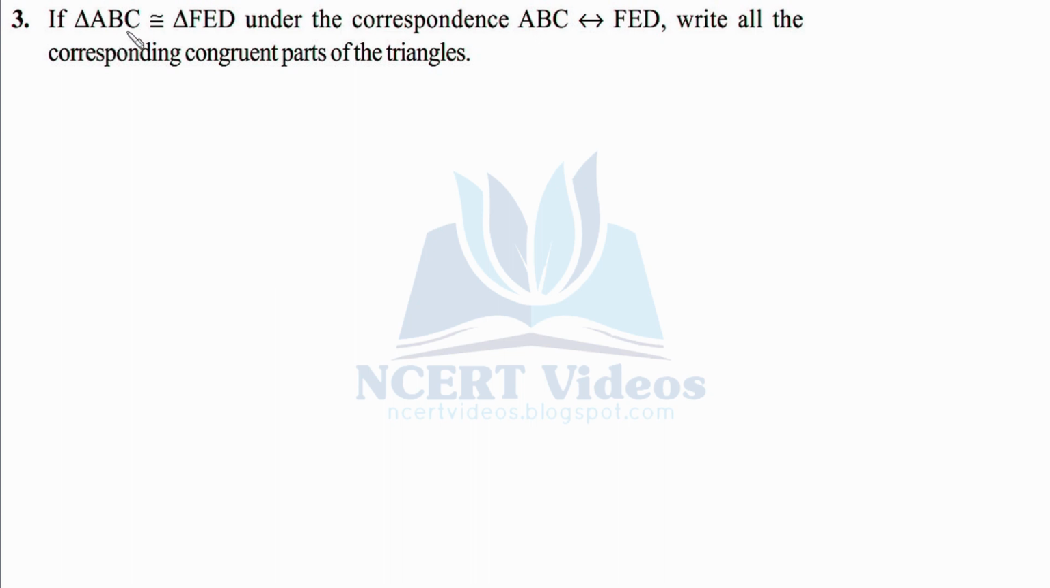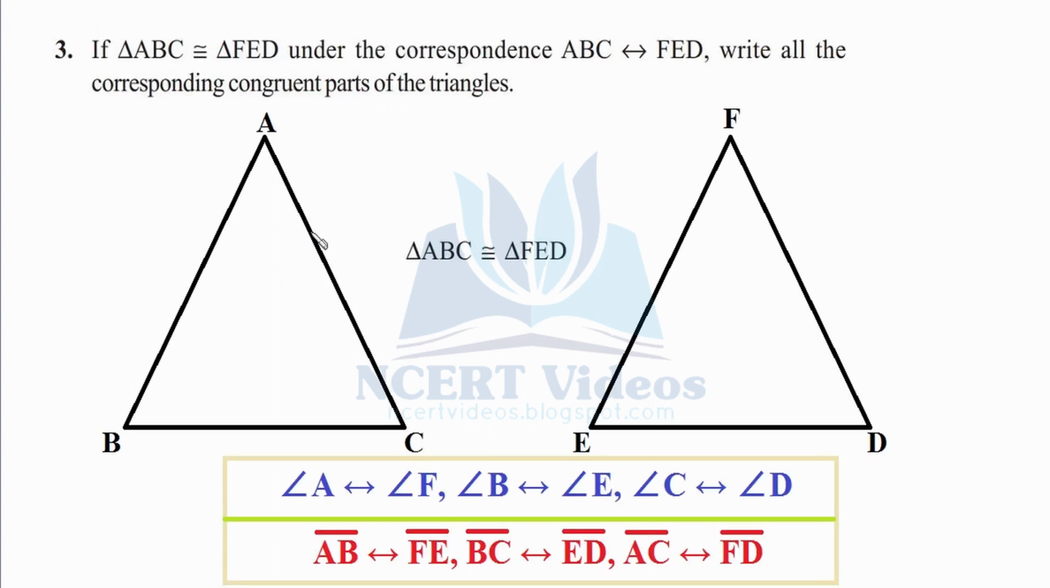Third, if triangle ABC is congruent to triangle FED under the correspondence ABC corresponding to FED, write all the corresponding congruent parts of the triangles. The question says that we have two triangles, namely triangle ABC and triangle FED. And there is a correspondence. Correspondence is nothing but a relationship that shows the kind of congruency between any two triangles. So it says that ABC is congruent to FED. Mathematically, we write it as triangle ABC is congruent. This is the sign of congruent. What does it mean?